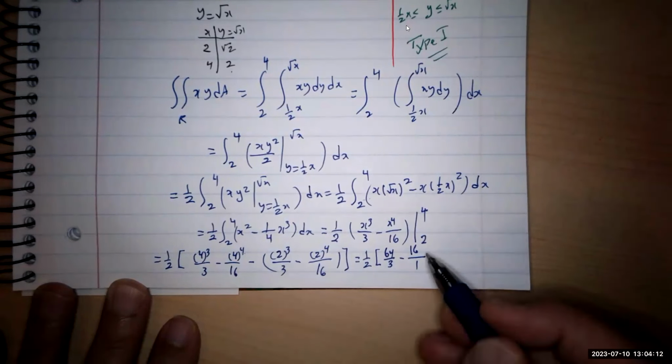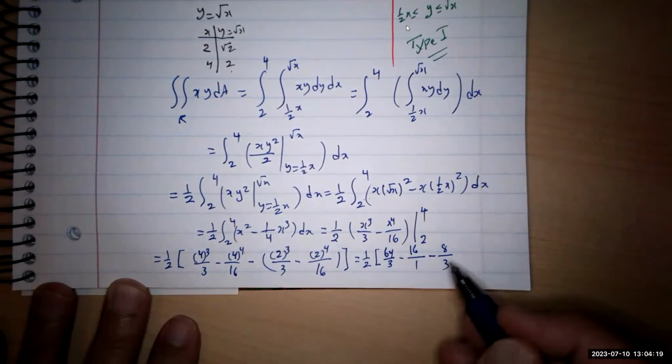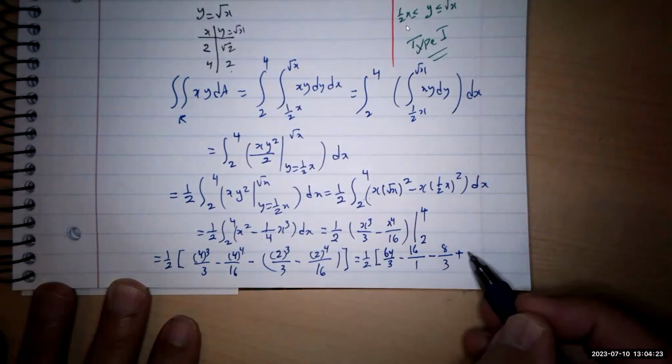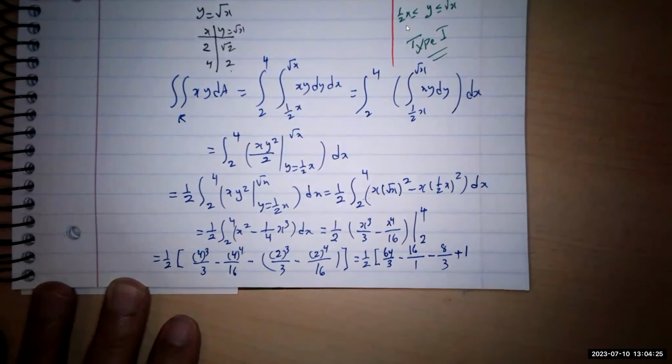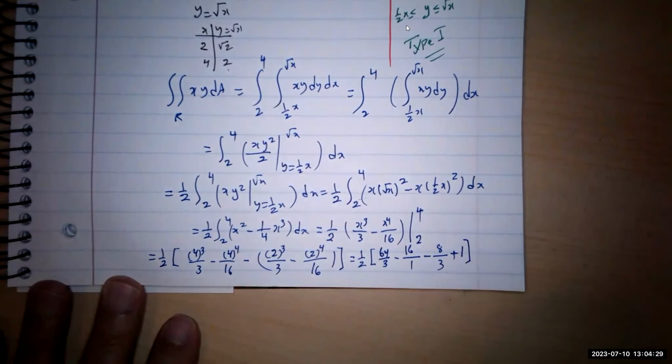And inside is going to be minus 2 cubed, which would be 8, so that gives me 8 thirds. Then it's going to be plus 2 to the 4th, which is 16. 16 over 16 would be 1. Okay, I think that's correct. So this is it.